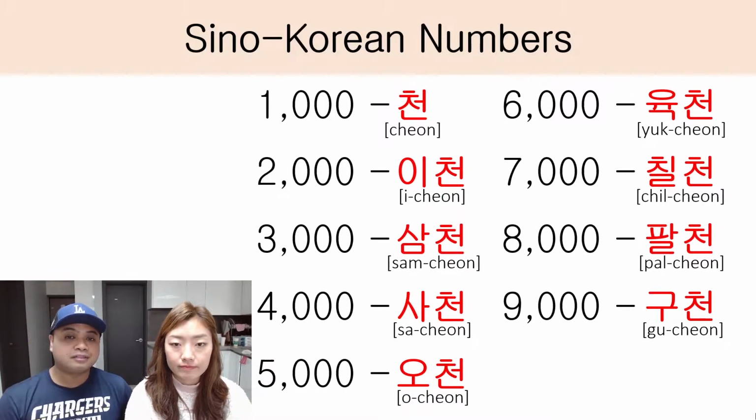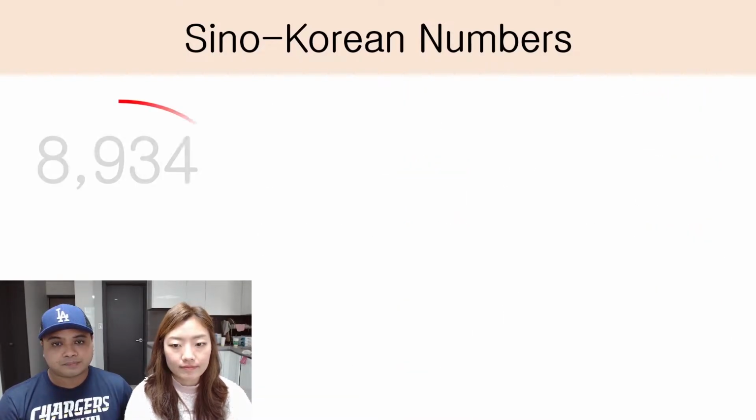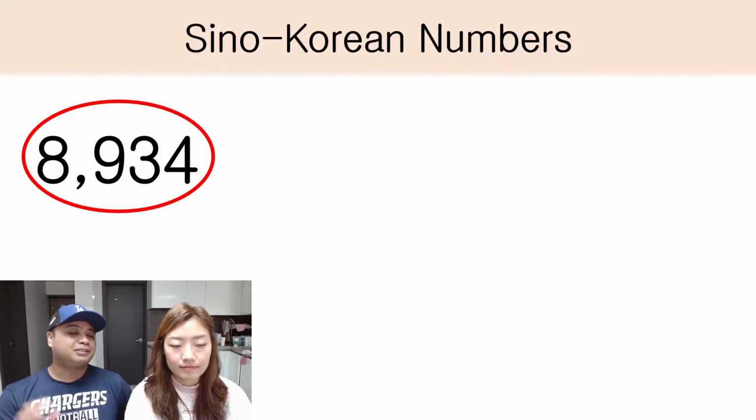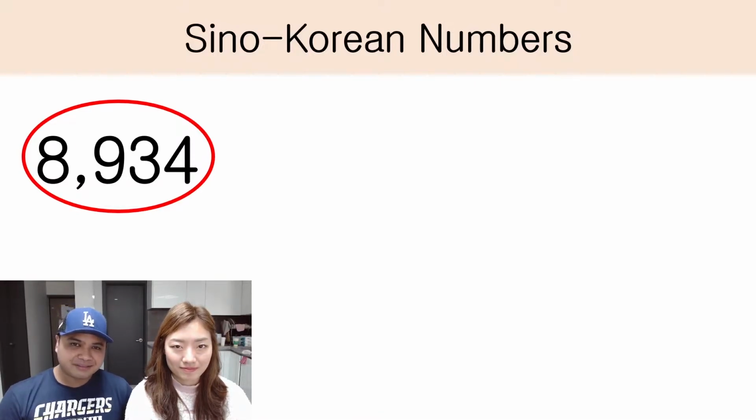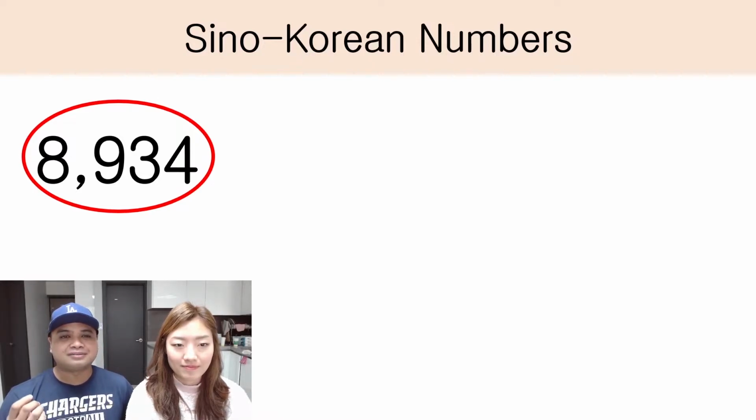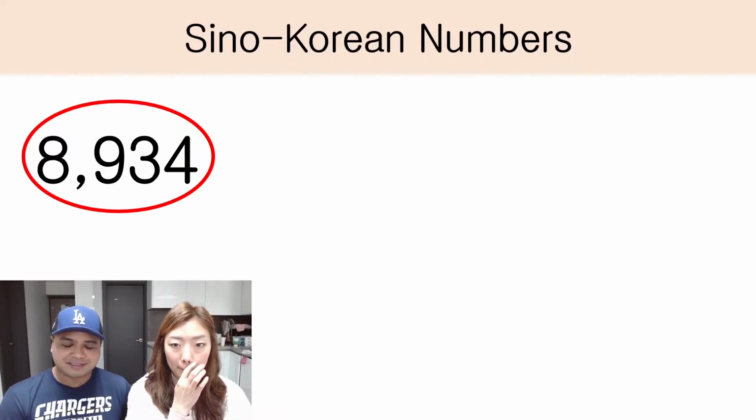So yeah, so these are the numbers by thousands from 1,000 to 9,000. So here's a very big number. How do we say 8,934?